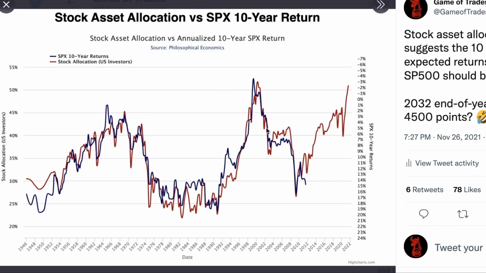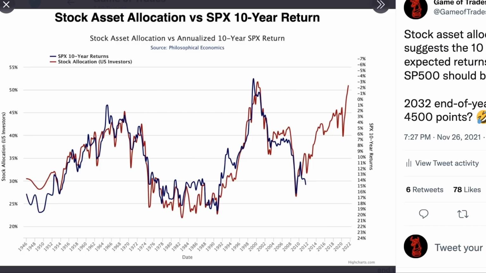But that's not where this chart is interesting. It's interesting because we have the stock allocation as well. And it shows you that the 10-year return of the S&P 500 follows stock market allocation, right? So how much investors are allocated to equities versus bonds versus real estate versus other assets. That's currently just above 50%, similar to the dot-com bubble. And it shows you what kind of returns you can expect in the next 10 years by investing in an environment where stock market allocation is at 50%. And the answer is that your 10-year return is going to be negative.